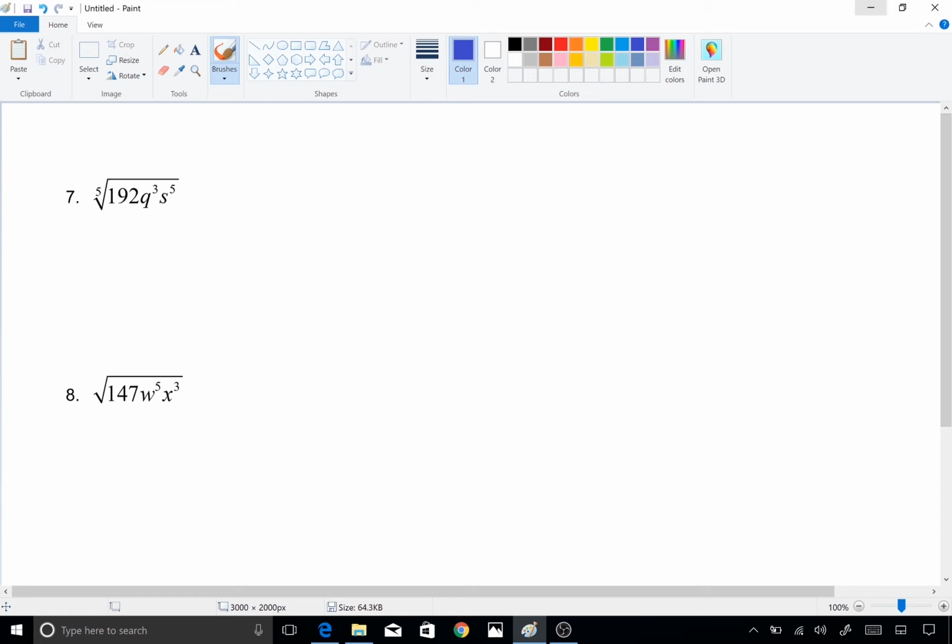I'm going to skip a few of these and do the last two. The fifth root of 192 times q cubed times s to the fifth. First, let's factor 192. It's even, so we divide by 2, and that's 96, which is even. 48 is even. 24 is even.